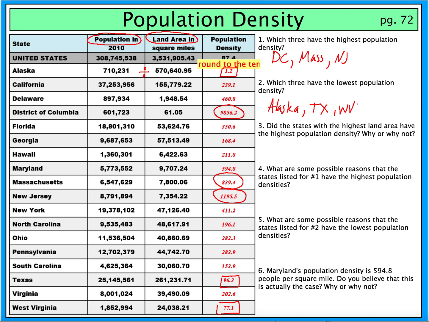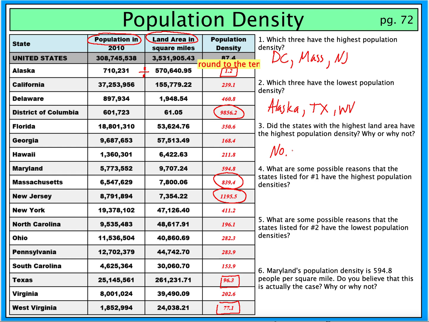Okay. Did the states with the highest land area have the highest population density? Why or why not? And that was a definite no. We saw that Alaska had the highest land area, but it actually had the lowest population density because there's not a lot of people that inhabit it. So again, there's lots of reasons you could list for numbers 1 and 2.